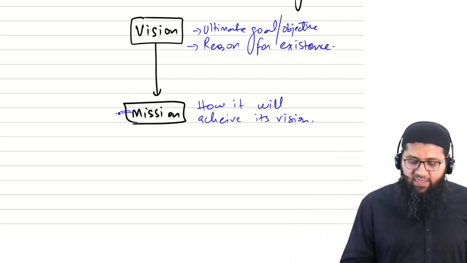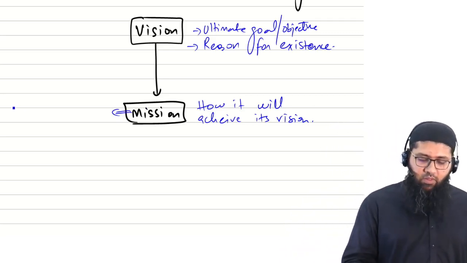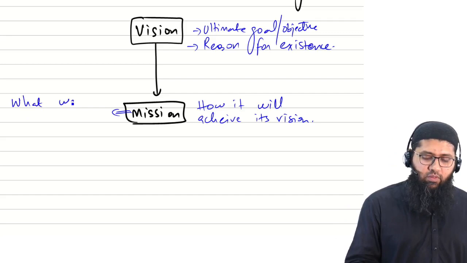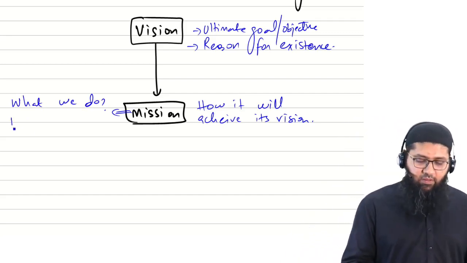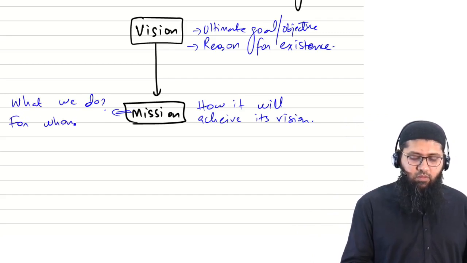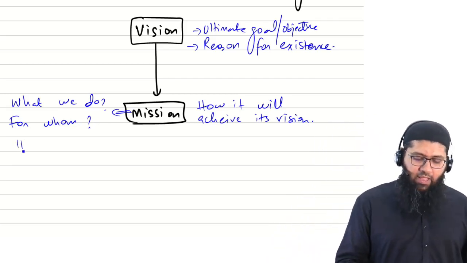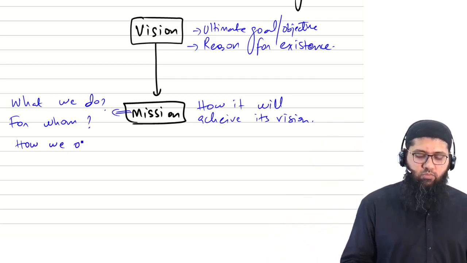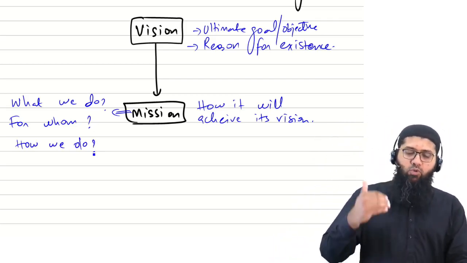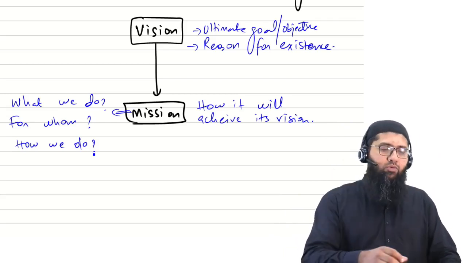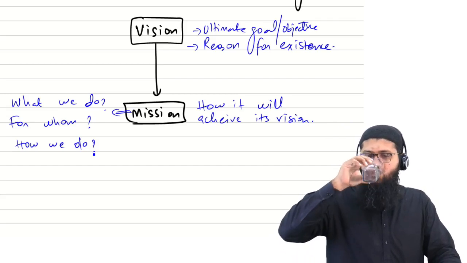Generally, when you look at the mission statement, you'd find three things in it. What are those three things? First is what we do. The second thing is for whom we do it, and how we do it. So it's actually like this: what we do, for whom do we do, and how we do.